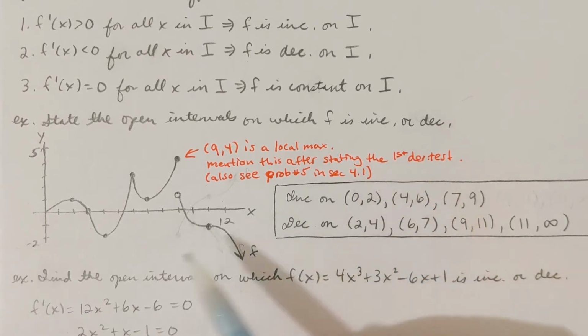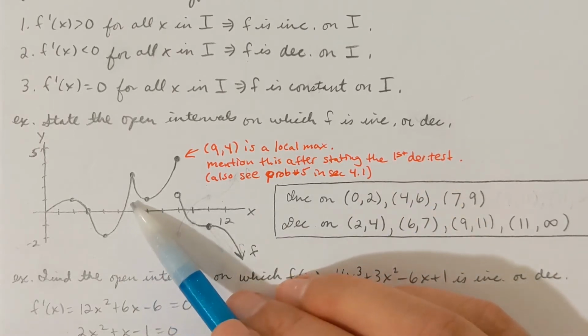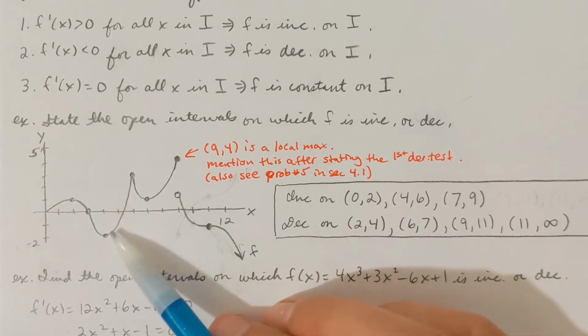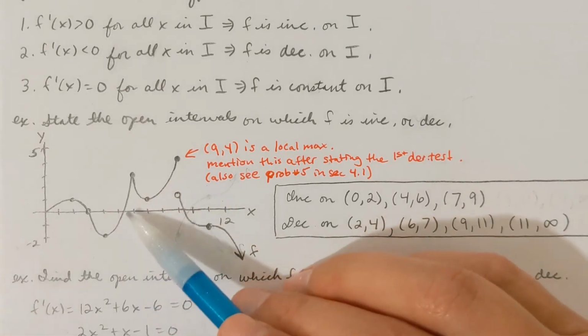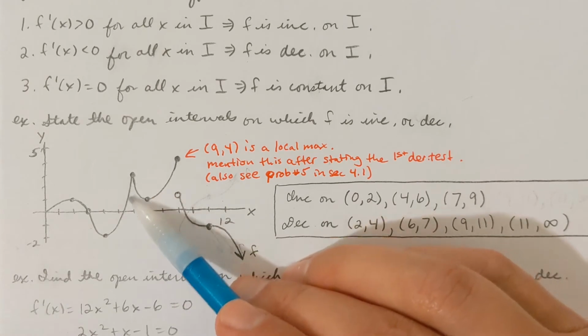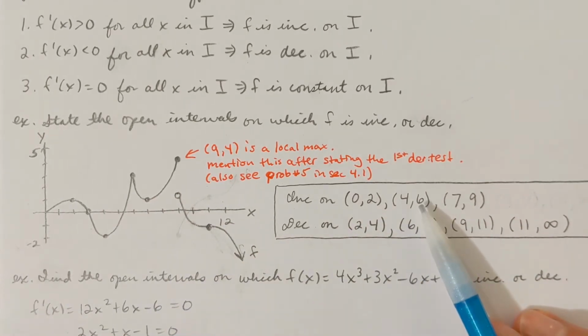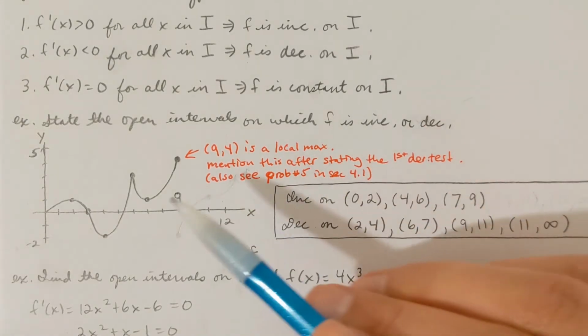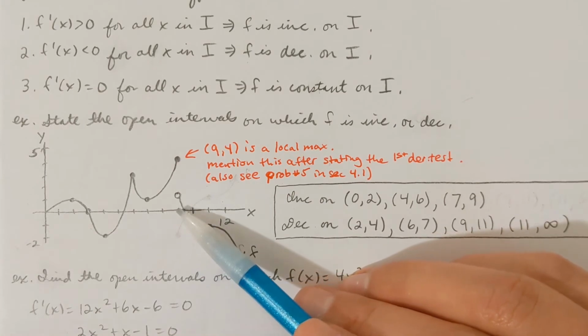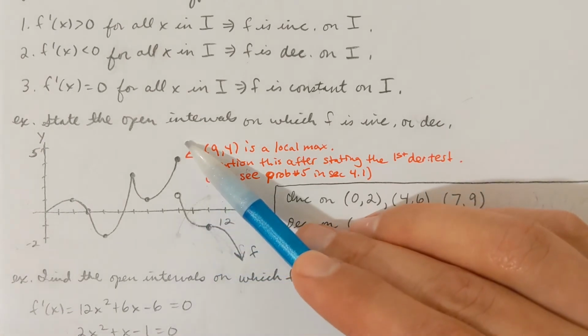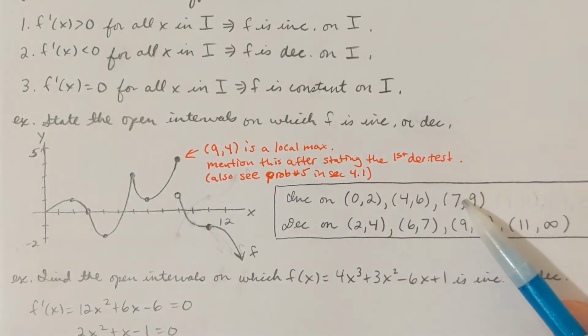Where else would I be drawing a tangent line that has a positive slope? Between 4 and 6, a tangent line anywhere between 4 and 6 is going to have a positive slope, so I'll be increasing on that part of the graph. And going from 7 to 9, if you draw a tangent line, the slope of that line would also be a positive number. So we're increasing on that part of the graph.